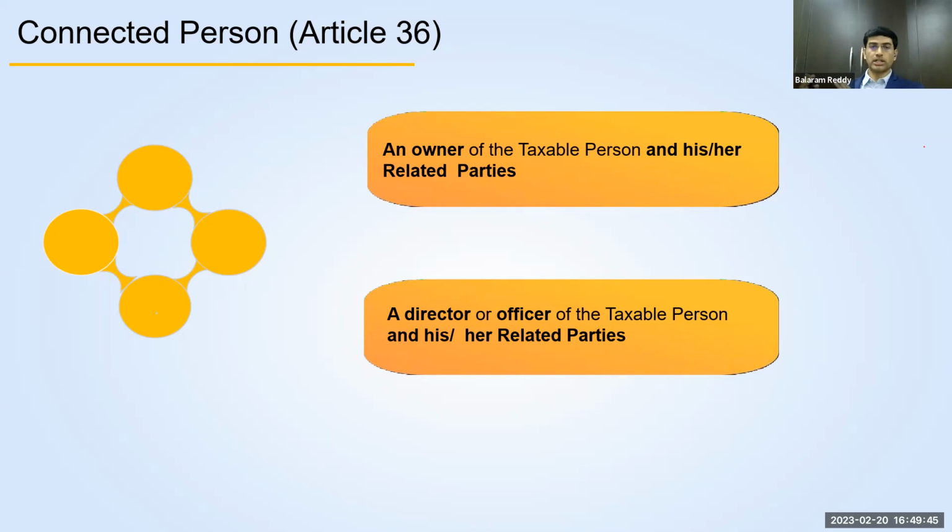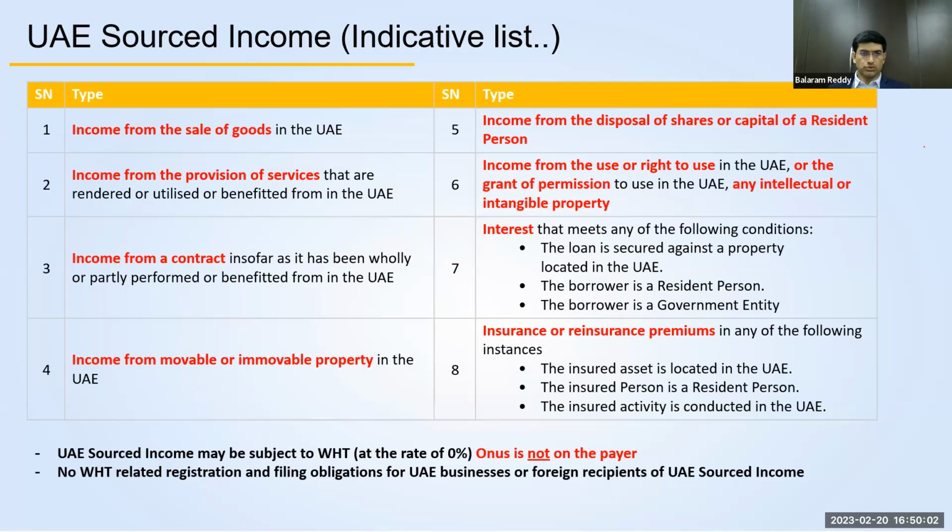So needless to say, if the company is getting into any transaction or arrangement with these connected persons, like owner or director or officer, they will be considered related party transactions, and they should be looked at carefully. These are the few transactions that we can consider.